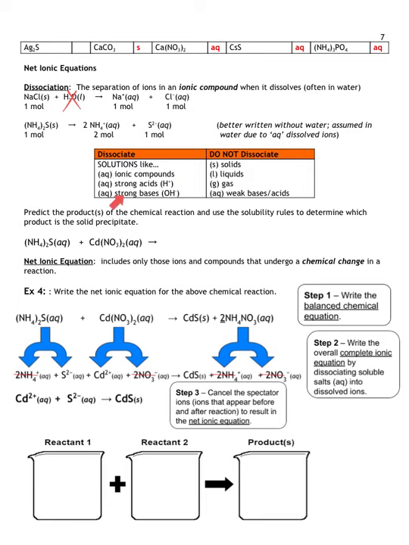dissociate completely, and so do strong bases. With strong bases, it's easy to tell that they dissociate completely because they're ionic compounds. Acids are harder to tell because they're covalent, and acids tend to look like covalent compounds, so you've got to watch out for them. Now, what do not dissociate are your solids, liquids, and gases, and certain acids.